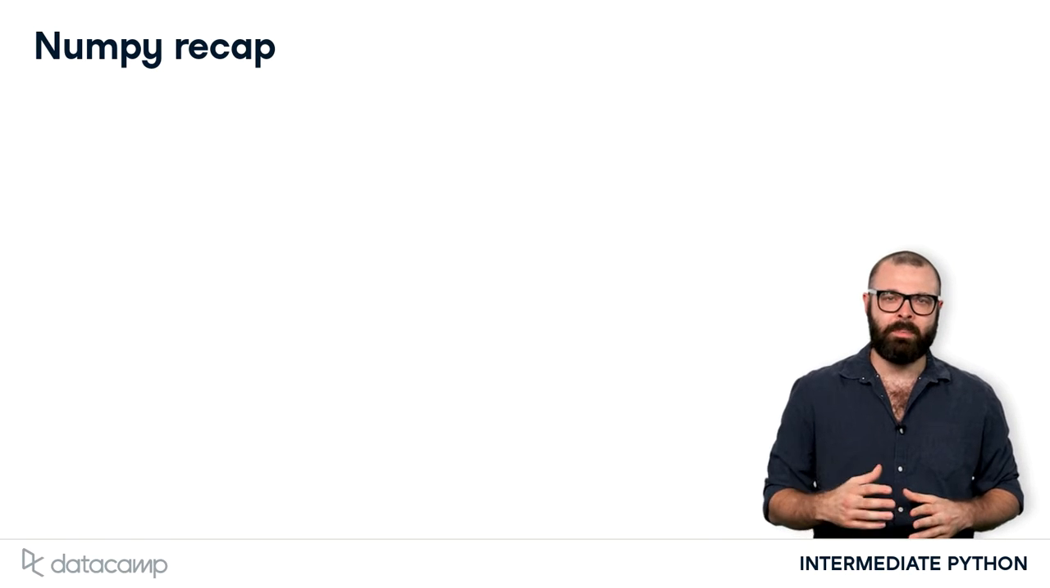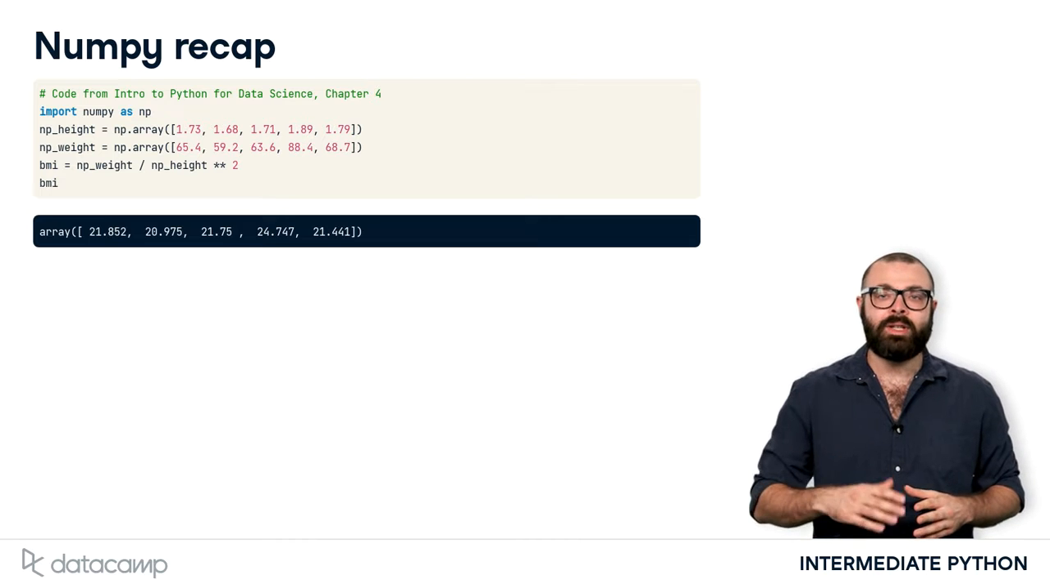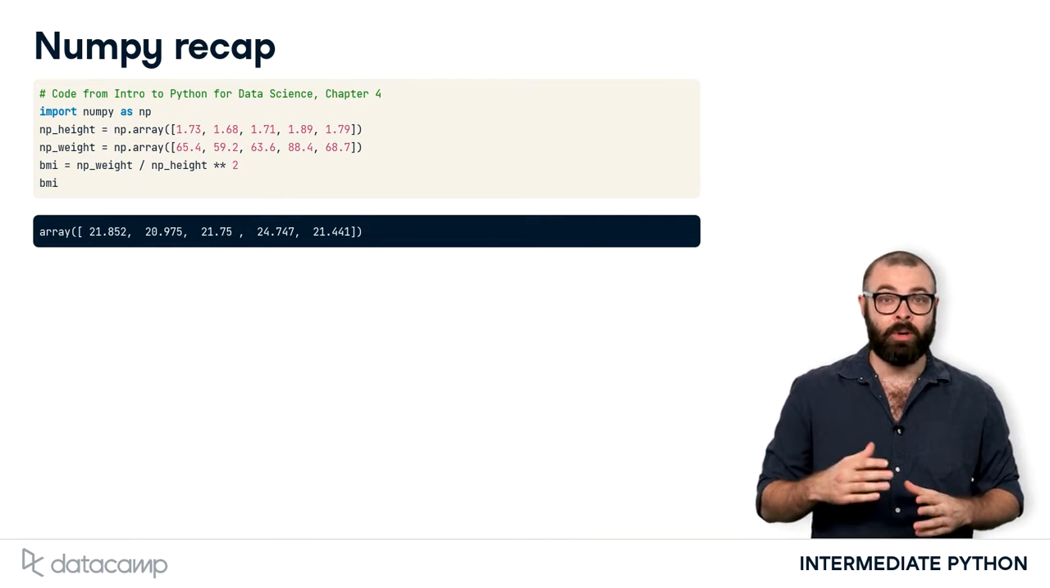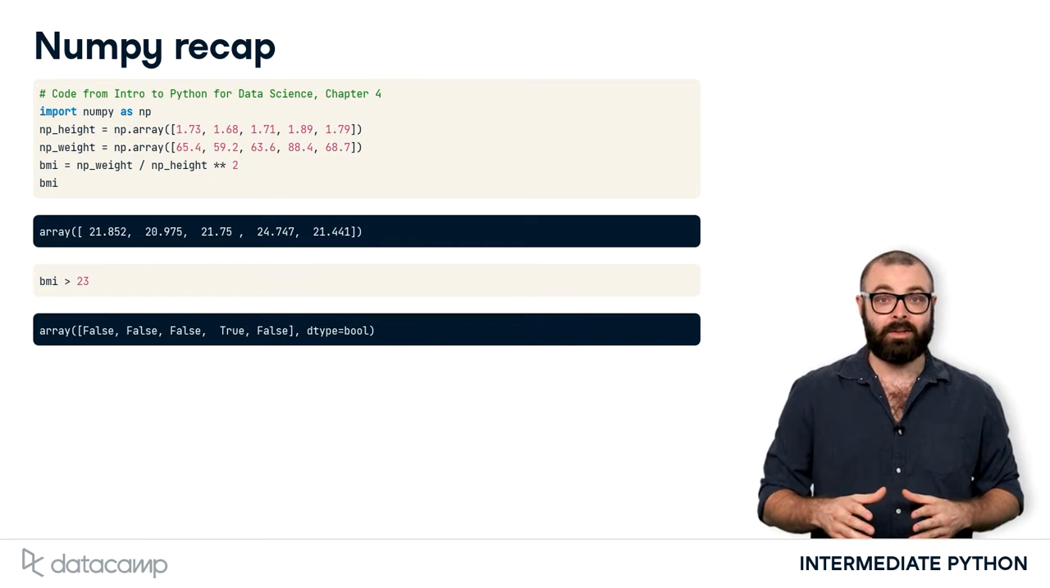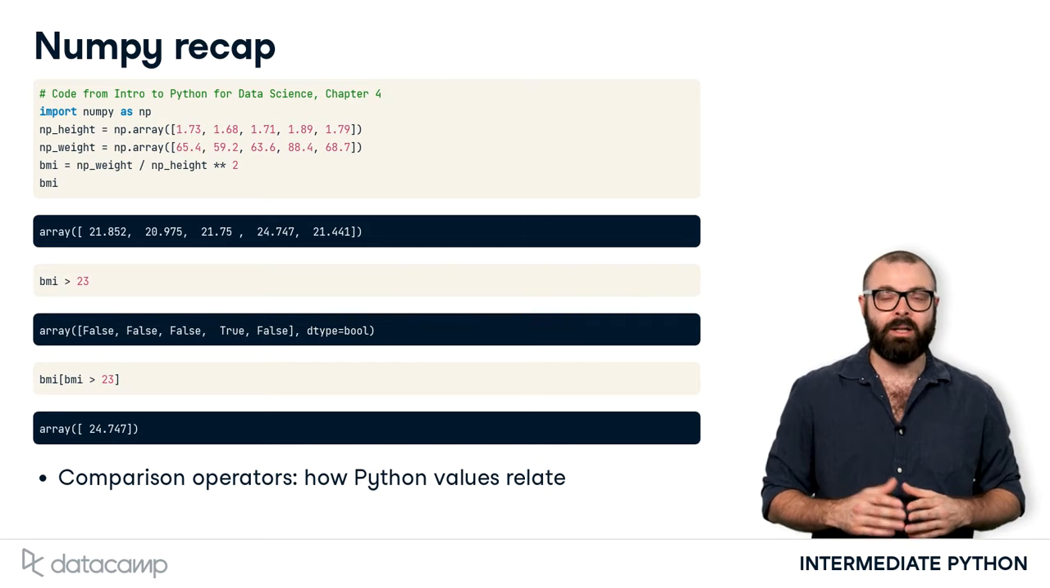Do you remember the BMI array from the intro course? Here it is again. Using the greater than sign, we could find out which values in BMI were above 23. Next, I used the resulting Boolean array to actually select those values. In this video, we'll dive a little deeper into the world of comparison operators, like this greater than sign.